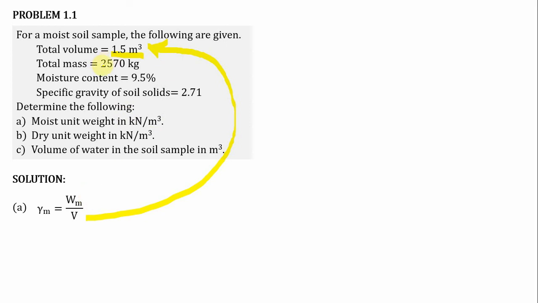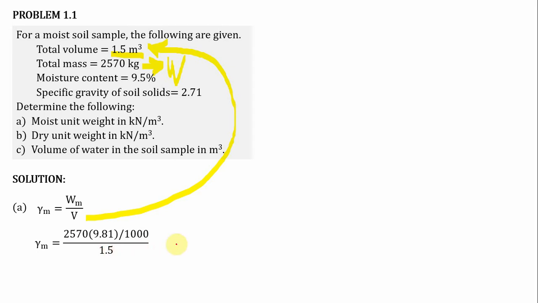Pero, kilogram siya, i-convert natin into weight. So, ito yung gawin natin. Unit weight ng moist is equal to 2,570 kg times 9.81. Kilogram times meter per second squared, this is equivalent to Newton. And then para makilonewton siya, i-divide natin ng 1,000 Newton, divided by 1.5 cubic meter.